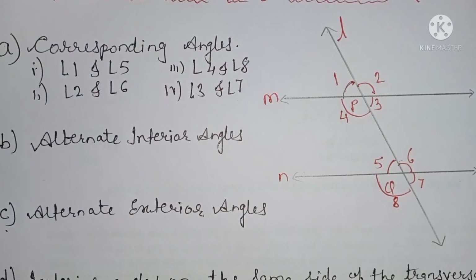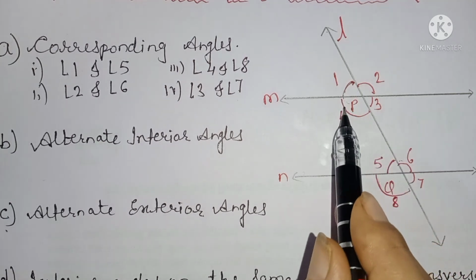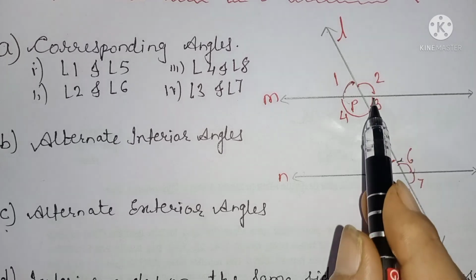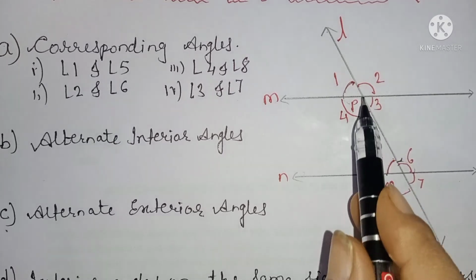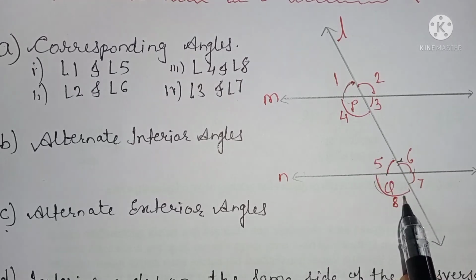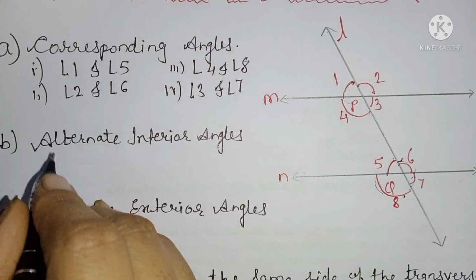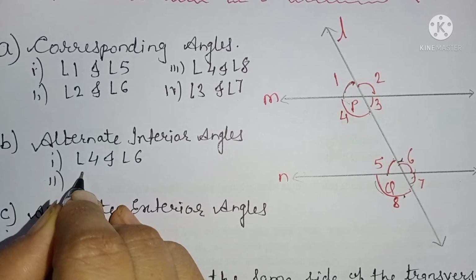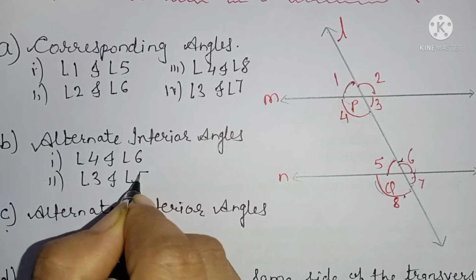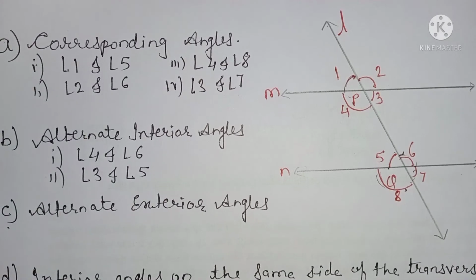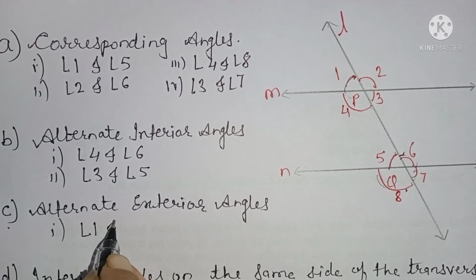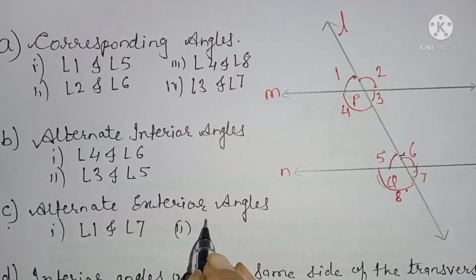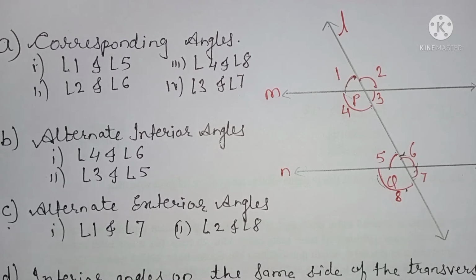Now, alternate exterior angles and alternate interior angles. There are again two types. Alternate interior means this 4 and 6. The second pair is 3 and 5. And alternate exterior angles are angle 2 and angle 8, and angle 1 and angle 7. So let's write alternate interior angles: angle 4 and angle 6, and angle 3 and angle 5. Alternate exterior angles are angle 1 and angle 7, and angle 2 and angle 8.